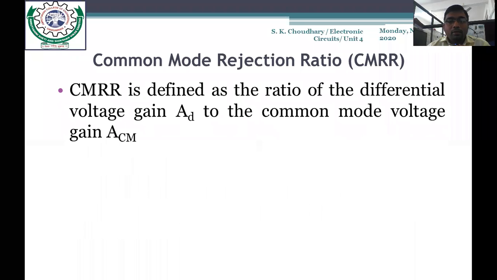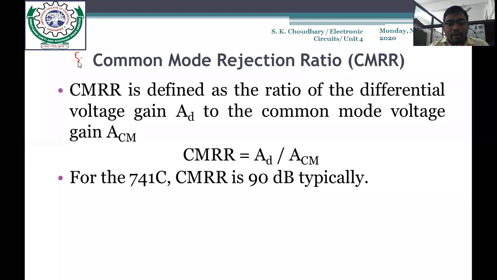Now we have to move to the fifth parameter, that is CMRR, which we are already familiar with. We have already discussed this. CMRR is defined as the ratio of differential voltage gain AD to the common mode voltage gain ACM, so CMRR is AD upon ACM. For the 741 IC, the common mode rejection ratio is typically 90 dB.